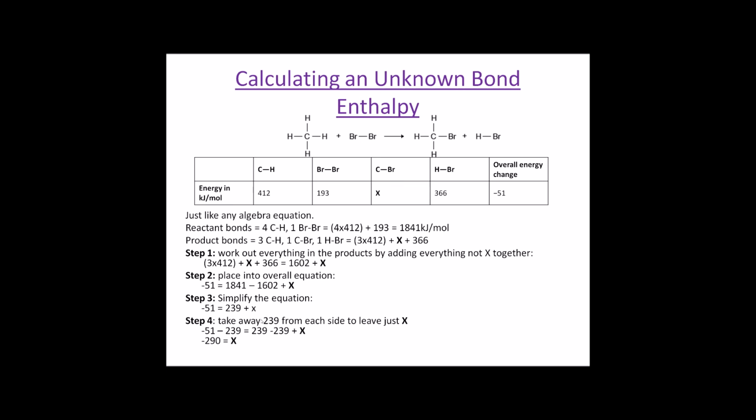Next step, I'm going to take 239 away from each side to leave just X by itself. So we have minus 51 take away 239 is equal to 239 take away 239 plus X. So that means that minus 290 is equal to X. So the value of X in here is really 290 kilojoules per mole. Okay, and that is how you would work out this question. It's just algebra, it's just the rearranging.